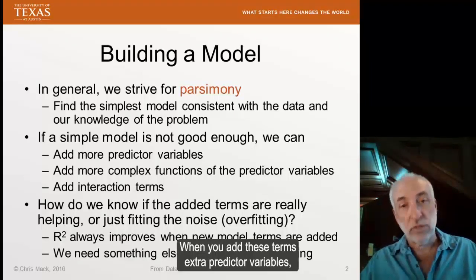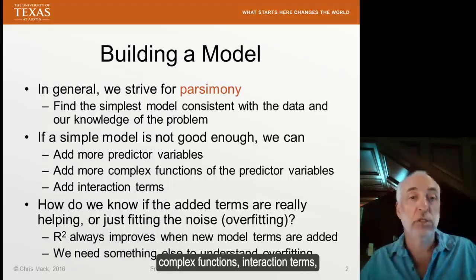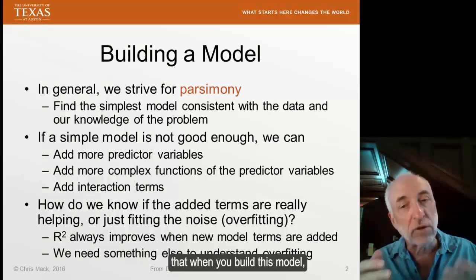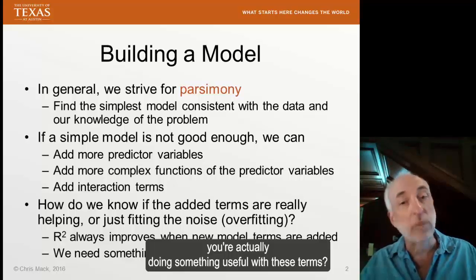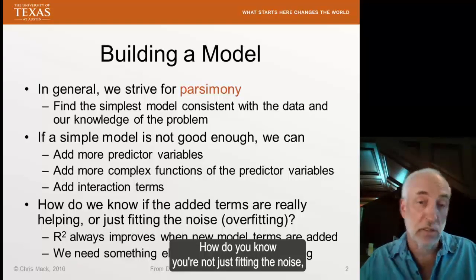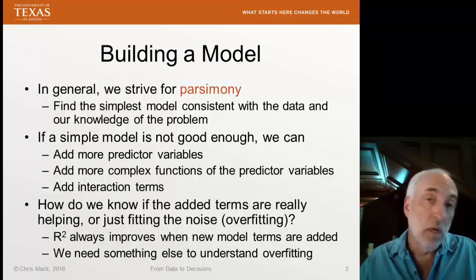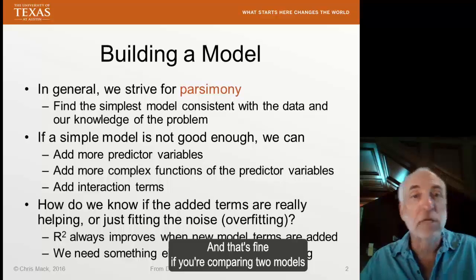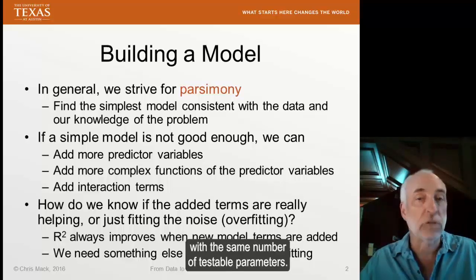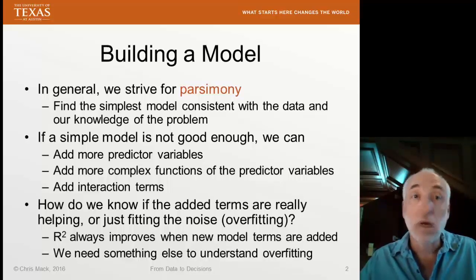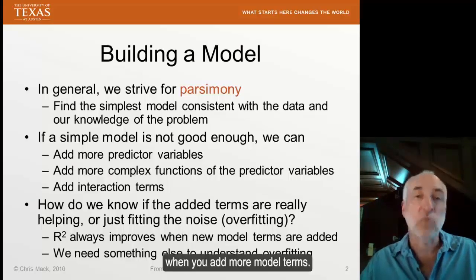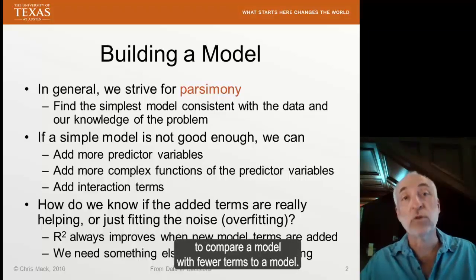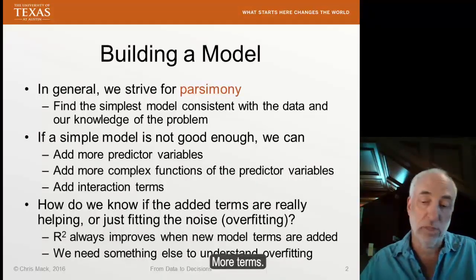When you add these terms, extra predictor variables, complex functions, interaction terms, how do you know that when you build this model, you're actually doing something useful with these terms? How do you know you're not just fitting the noise, something we call overfitting? Well, we could use R² to tell us how good the model is, and that's fine if you're comparing two models with the same number of adjustable parameters. But R² always gets better when you add more model terms. So I can't use R² to compare a model with fewer terms to a model with more terms.